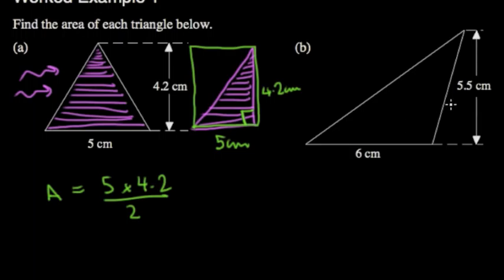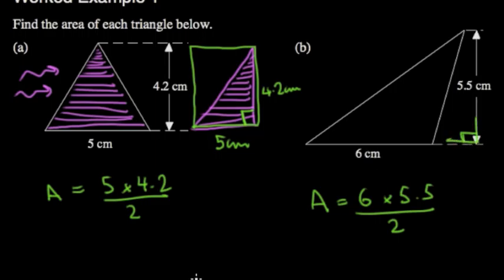Even in part B, when it blows a little further than 90 degrees, the formula is still going to be the base times the height divided by 2. And it's the same for any triangle, but the one thing you have to be careful about is the height has to be perpendicular to your base.